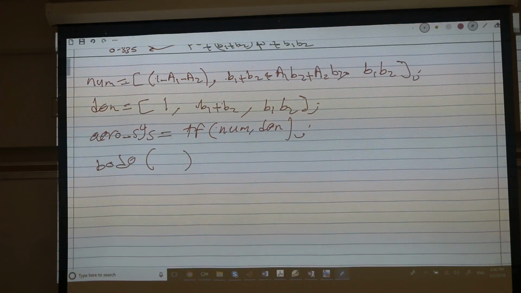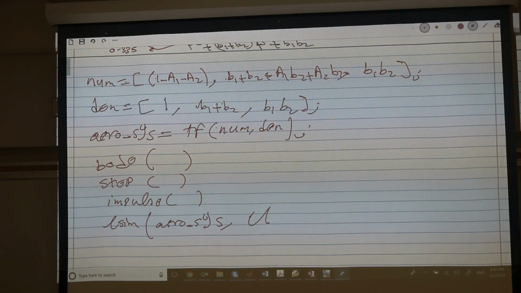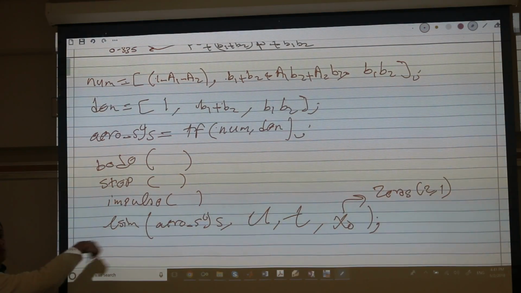C of k. Exactly, it's the transfer function, right? Frequency response. And you can do step response. You recover the Wagner. You can do impulse. And more generally, you can do LSIM, linear simulation, of your aero system, with any input you like as a function of time, and we have to have zero initial conditions. So this is the x naught, so it's zeros of 2 and 1. Okay? So you can now simulate it to any input.